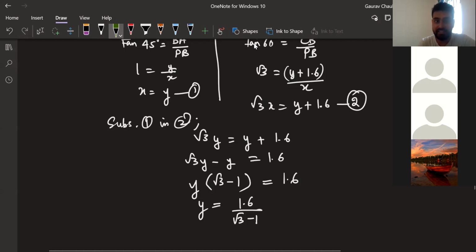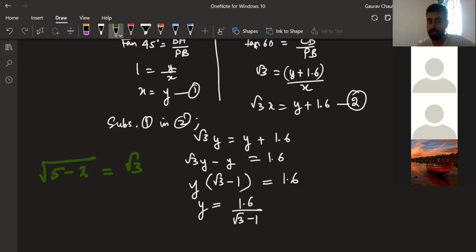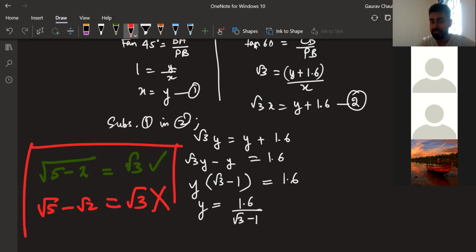If I have, Bindu, root over 5 minus 2, then I can write root 3. This root is over the whole thing. This is correct, Bindu. But root 5 minus root 2 equal to root 3 is wrong. This is not correct. Bindu, can you put this in a box next to whatever, wherever you are? Bindu? Yes, sir. All right.